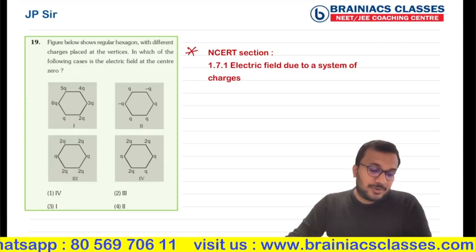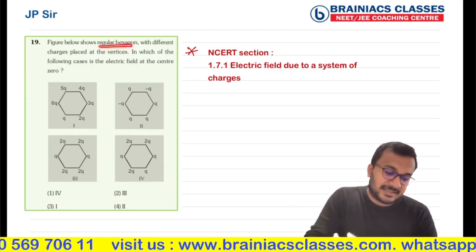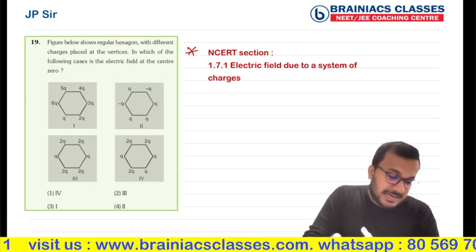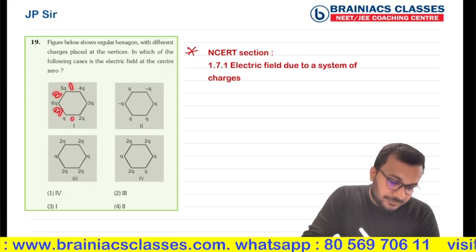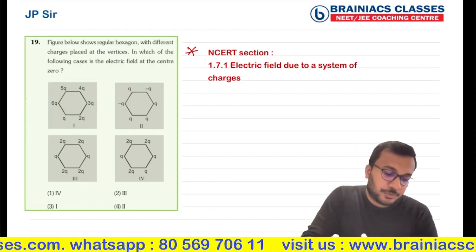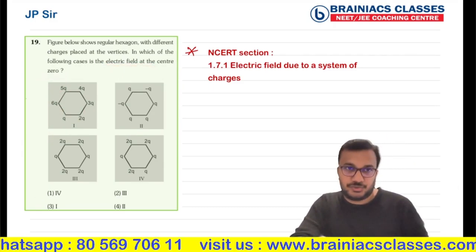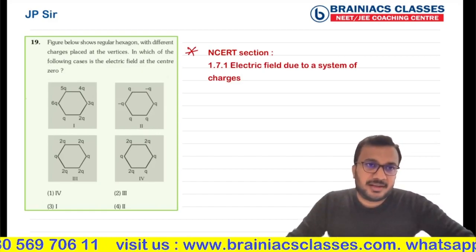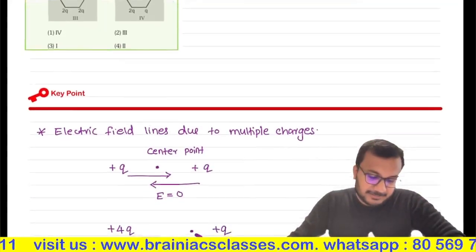The figure shows a regular hexagon. Hexagon means how many sides? 6 sides: 1, 2, 3, 4, 5, 6. In which of the following cases is the electric field at the center equal to 0? All cases we have to analyze, then we have to find the electric field at the center.